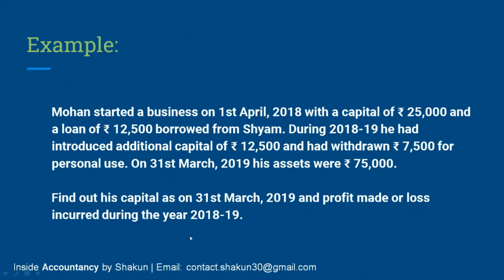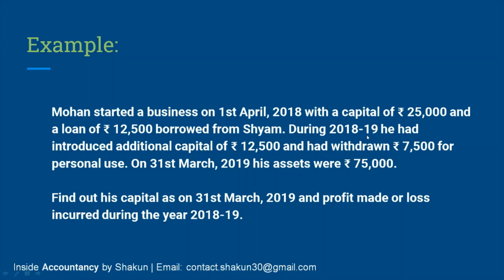Moving on, let's understand this with the help of an example. Mohan started a business on 1st of April 2018 with a capital of 25,000. Since this is 1st of April, that means this is the opening capital that is given. And a loan of 12,500 borrowed from Sham. Now he has borrowed a loan from Sham, that's a liability. So the liability amounts to 12,500.